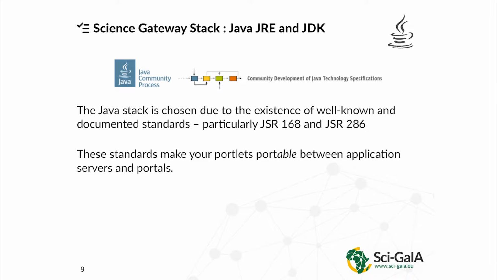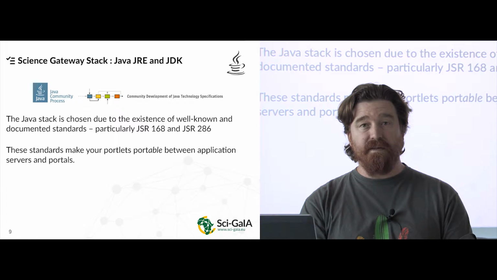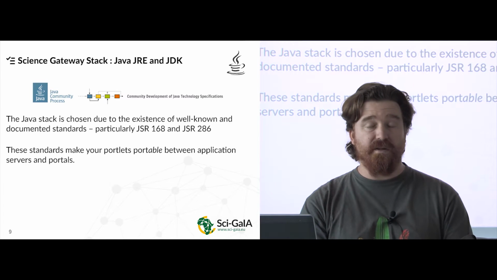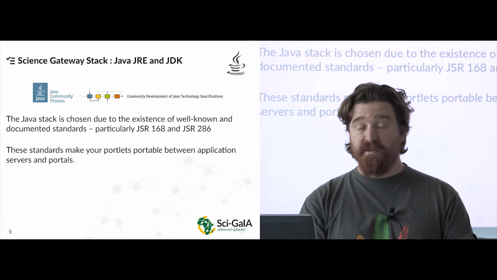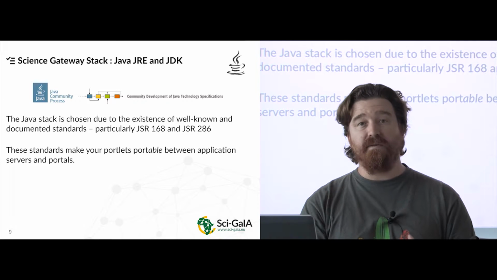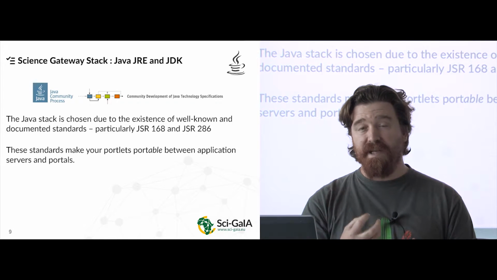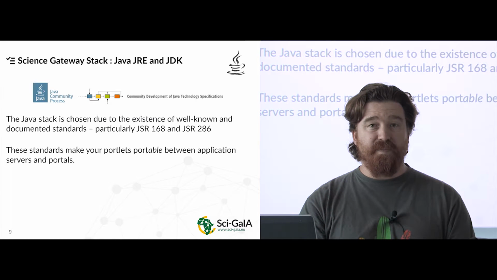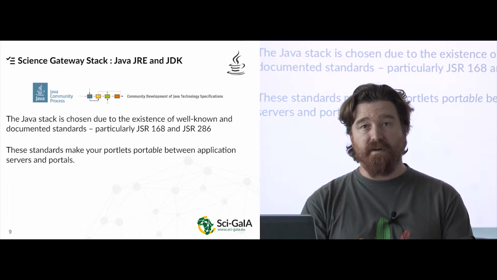So at the very bottom layer, we've got the Java runtime environment and the Java development kit. Now, the Java Community Process, which we see here on the slide, is a rigorous way of getting new standards approved by a very wide community of developers, which are the Java enterprise developers. And so it turns out that the specification of how to represent and make a portlet, a piece of functionality in a website, work has been very mature in the Java community.